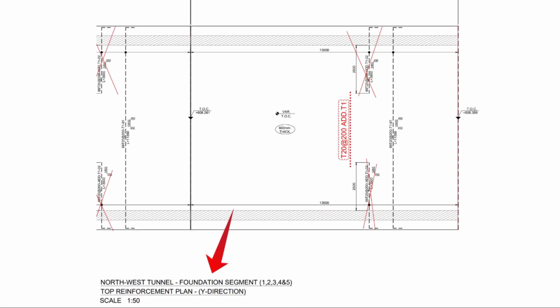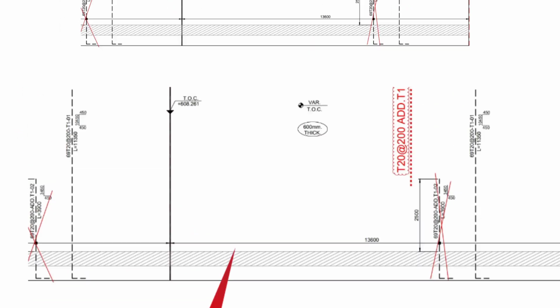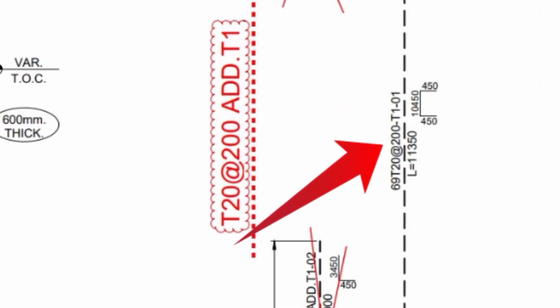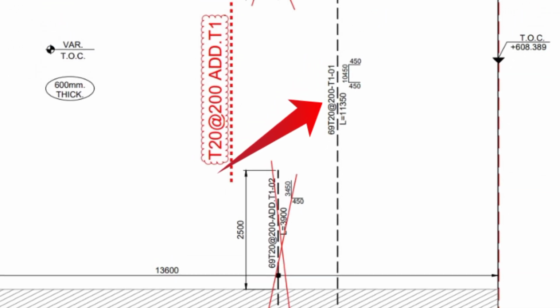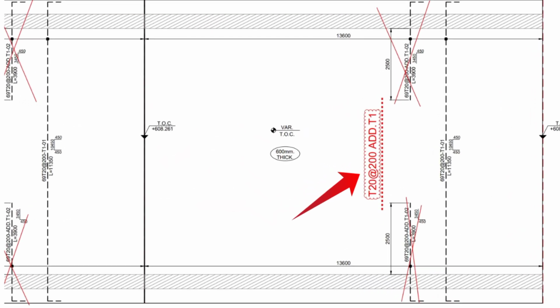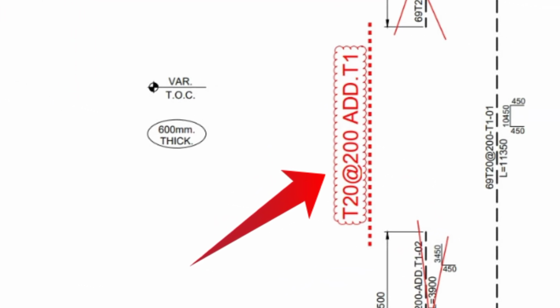The tunnel foundation segment 1 top reinforcement plan in the Y direction shows the top steel bars reinforcement with 69 pieces of 20 millimeter steel bars spaced 200 millimeters, which should be from the right side to the left side. Lastly, there are 20 millimeter steel bars with a spacing of 200 millimeters that will be used additionally.